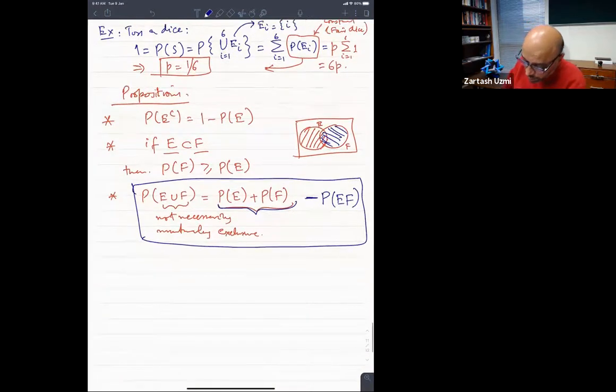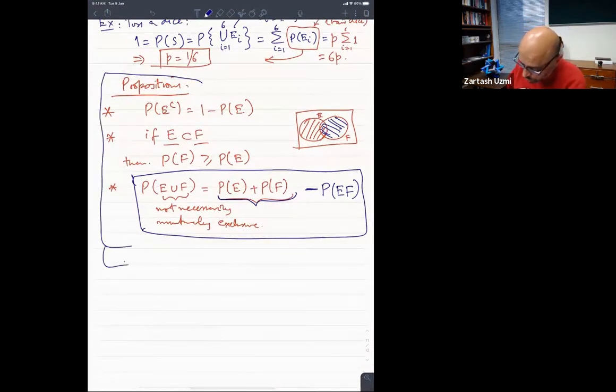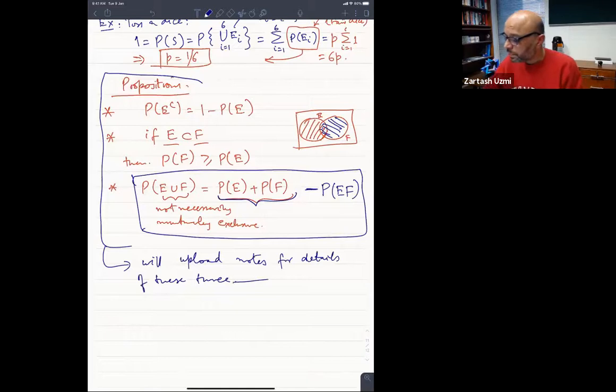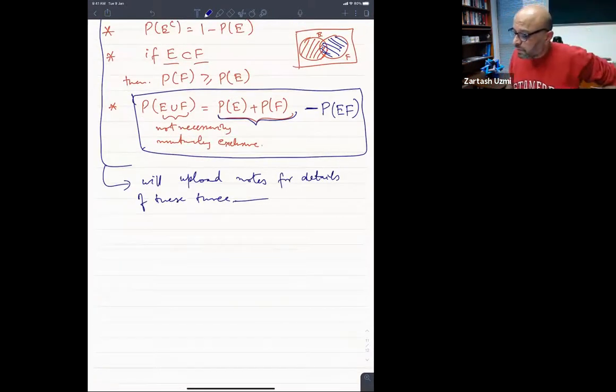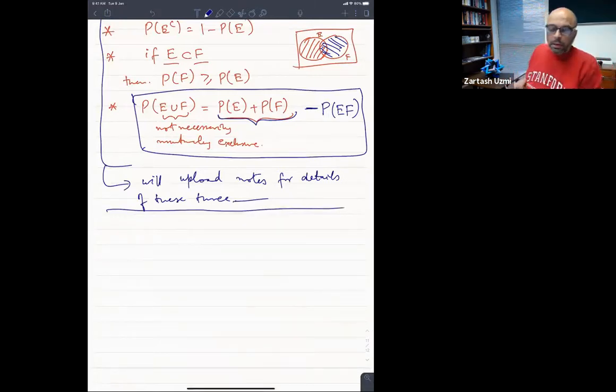इसके proof हम नहीं show करेंगे. I will upload some notes for details of these three. ठीक है, और class time हम next time save कर लेंगे. Next time we will also talk about the sample spaces with equally likely outcomes. So I will finish the lecture today here. If there are any questions, तो पूछ लें.